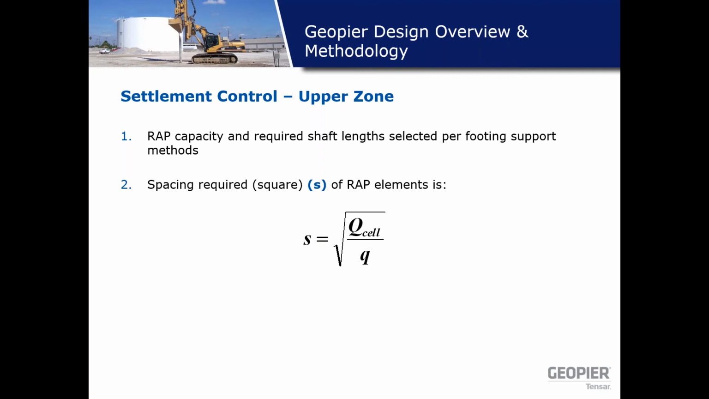So the spacing required of the elements can be calculated as the square root of Q cell divided by Q, where Q cell is the capacity of the Geopier element and Q is the stress or the pressure exerted by the tank. For example, if you have a Q cell value of 100 kips and pressure from the tank is 4 ksf, the square root of 25 is 5. So you can design piers for 5 foot on center spacing.